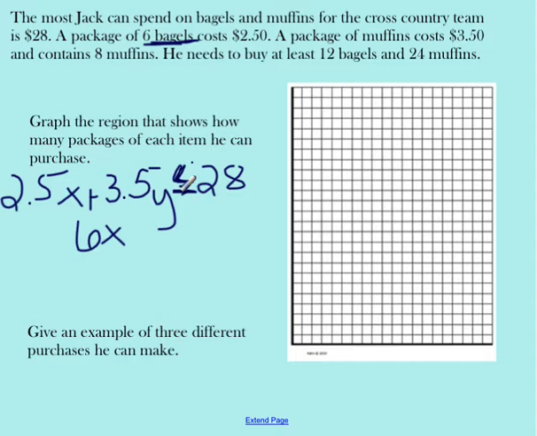So 6x, we want to have at least. So the amount of bagels we have, we want to be at least 12. So for every x package of bagels we buy, we get 6. And we want to buy at least 12. Okay, same for the muffins. For every package of muffins we buy, we get 8. Okay, and then we want to have at least 24.